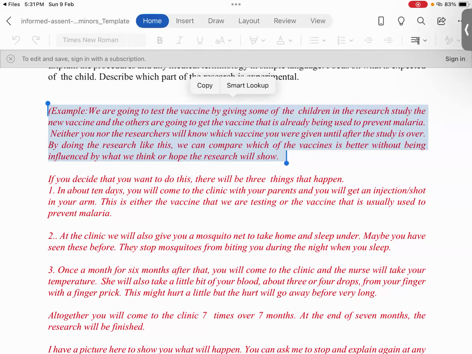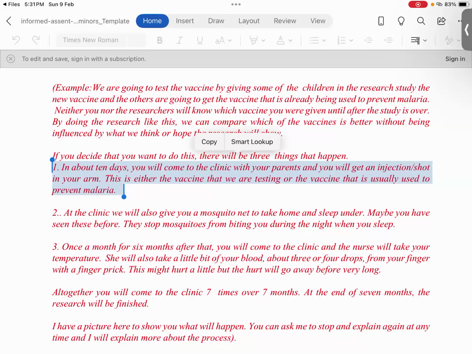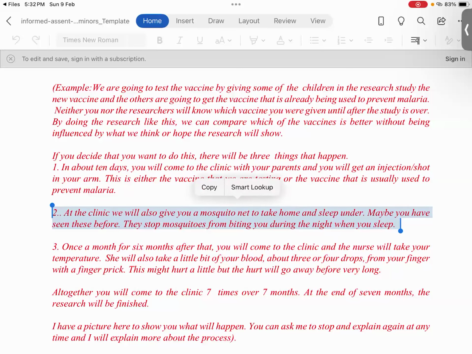So if you decide that you want to do this, there are three things that will happen to you. In about 10 days, you will come to the clinic with your parents. You will get an injection, a shot in your arm. This is either the vaccine we are testing or a vaccine that is usually used to prevent malaria. Basically, you are telling them either the new vaccine or the old one you will be getting. Second step, what will happen? At the clinic, we will give you a mosquito net to take home and sleep under.